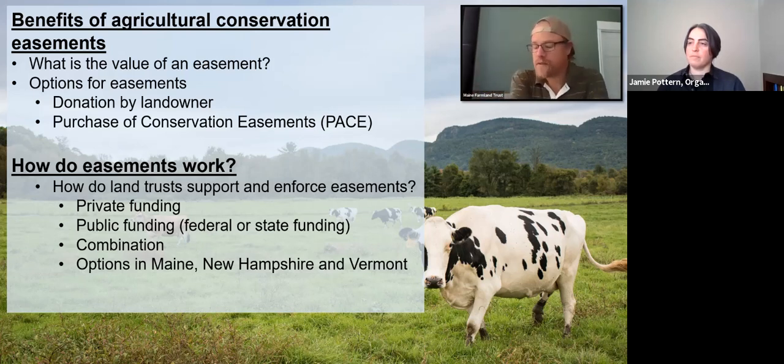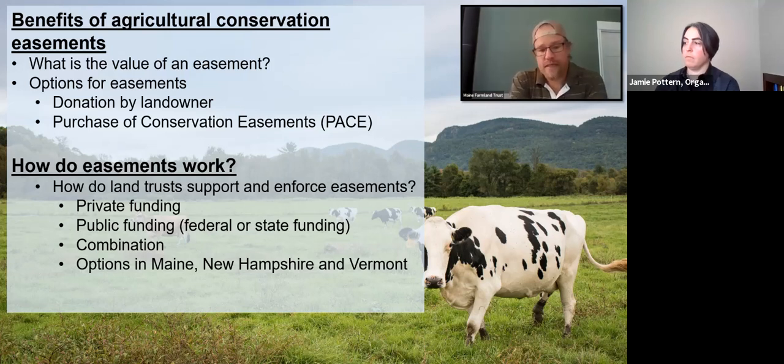So we sort of think about that as, how do we get from point A to point B? The unprotected property to a protected farm. And sort of in summary, it can happen through a donation or it can happen through a purchase. Easements have value, and that's why land trusts oftentimes can compensate or pay landowners for the conservation easement.